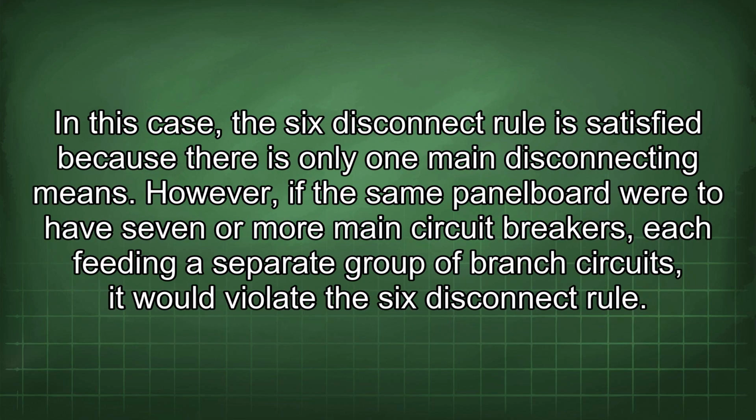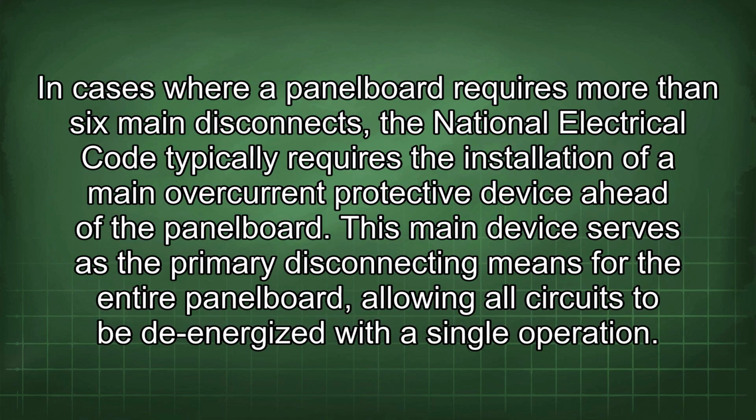In this case, the 6 disconnect rule is satisfied because there is only one main disconnecting means. However, if the same panel board were to have 7 or more main circuit breakers, each feeding a separate group of branch circuits, it would violate the 6 disconnect rule. In cases where a panel board requires more than 6 main disconnects, the National Electrical Code typically requires the installation of a main overcurrent protective device ahead of the panel board.